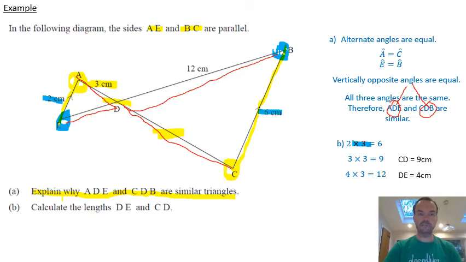And the side that goes with this one is ED, okay? So a small triangle is a third the size of the big one. The big one's 3 times the size of the small one. So E to D is a third of 12, or 4 times 3 is 12. And C to D is 3 lots of the 3, 9. Okay?